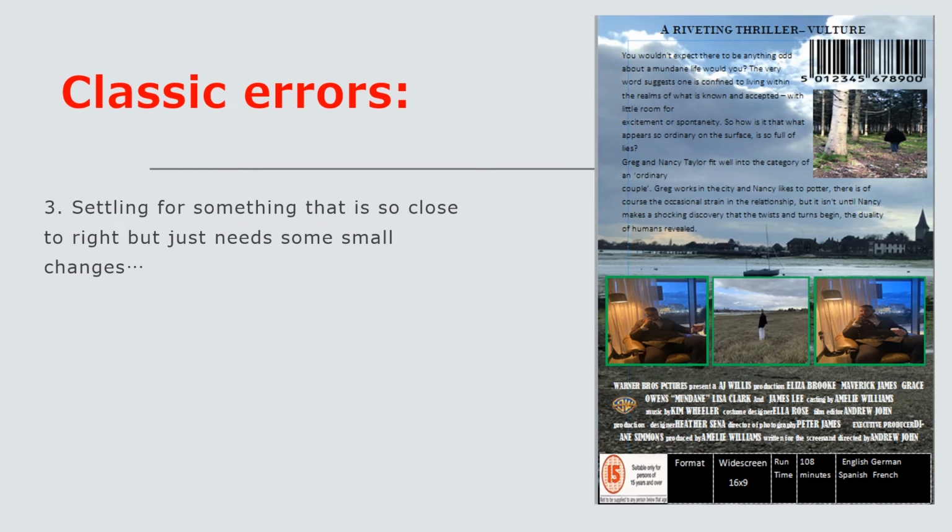Number 3, settling for something that's so close to right it just needs some small changes. And as we scan the DVD cover on the right hand side, you can see there are certain things that look really professional, but there are also some things that stand out as just being a little bit off what we might expect to see. The first one is the barcode. It's rare you'd have a DVD cover with this position at the top. You'd normally expect to see it at the bottom. And immediately as soon as you notice that, you begin questioning some of the other details being used.